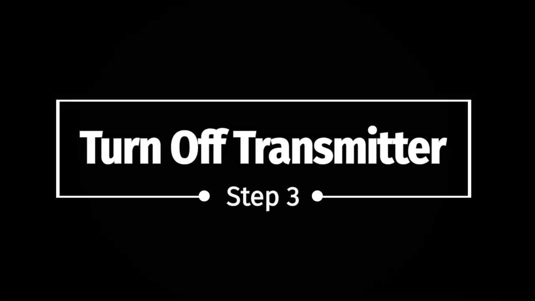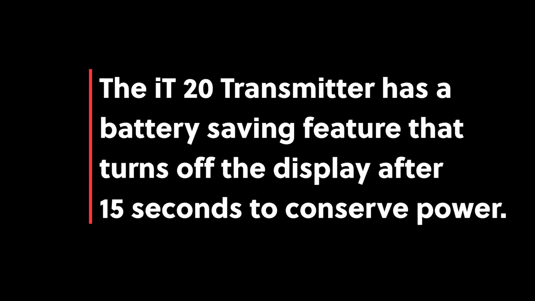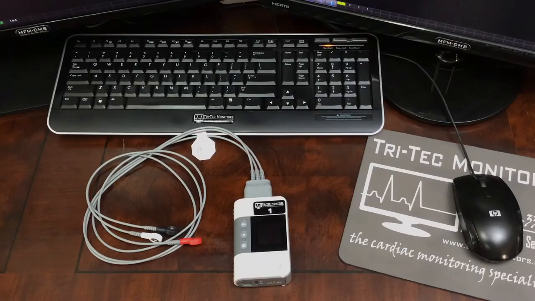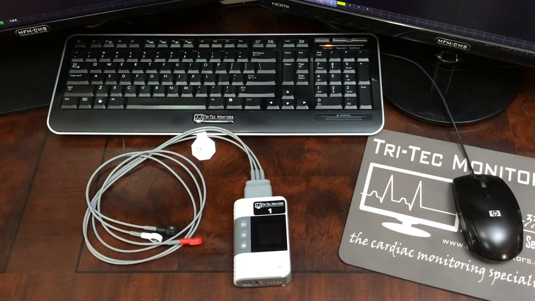Step 3. Turning the transmitter off. The IT20 telemetry transmitter has a battery saving feature that turns off the display after 15 seconds. We must first turn on the display before we can actually power off the transmitter. If the transmitter screen is off like this one, press the top button down for 1 second, then let go. Count to yourself 1001, then release the button. You should see the display come to life.